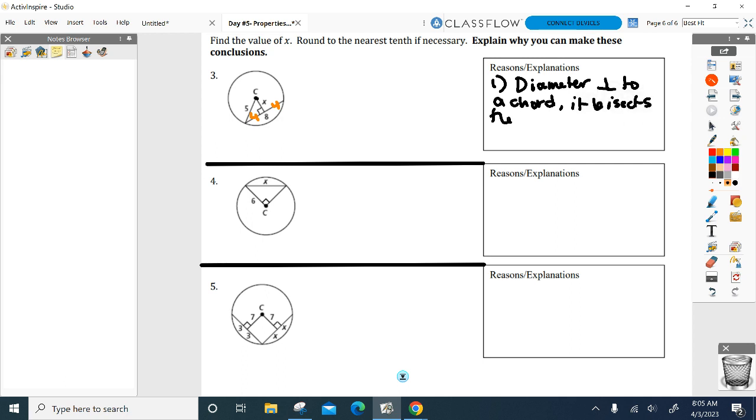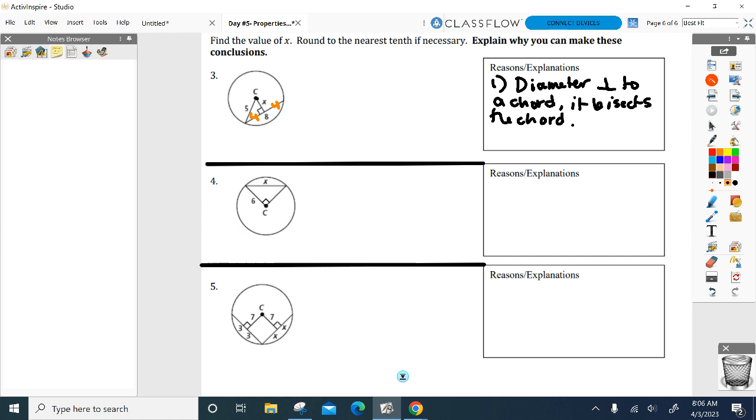And now, am I looking word for word for this? No, but you should really tell me what's happening here. I'm not looking for word for word, just what I wrote up there. Diameter perpendicular to a chord, it bisects the chord. Good. Can we solve this now?